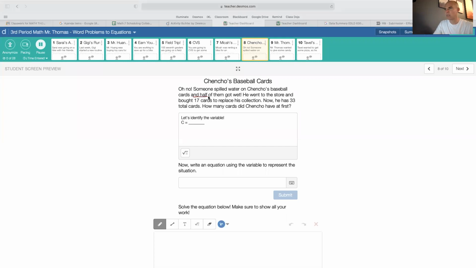So let's look at the important stuff here. Half of them got wet. Then he bought 17, and now he has a total of 33. How many cards did Chencho have at first? So that's our unknown thing, right? They never said how many cards he had to start with at the beginning of this whole thing, and that's what the question wants to know at the end. How many cards did he start with? So that's a piece of information we don't have that we're going to want. So let's use it as our variable.